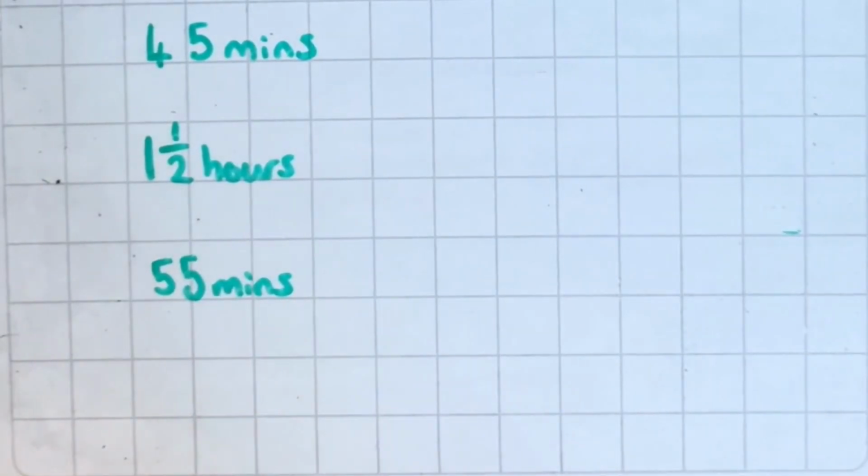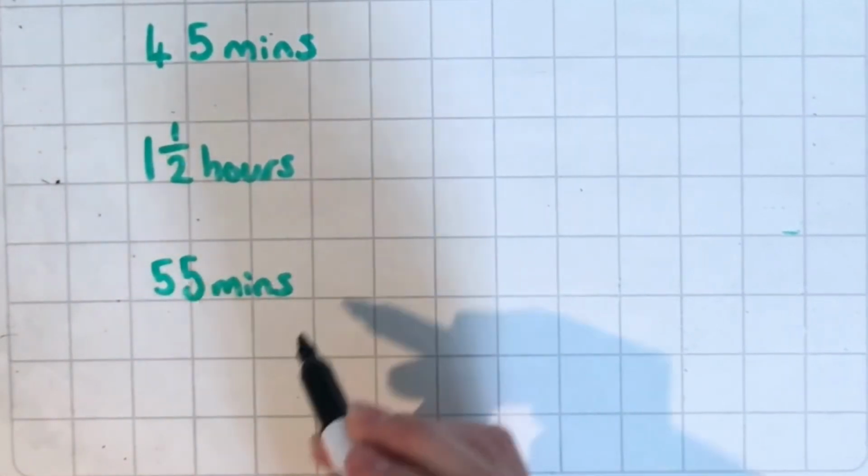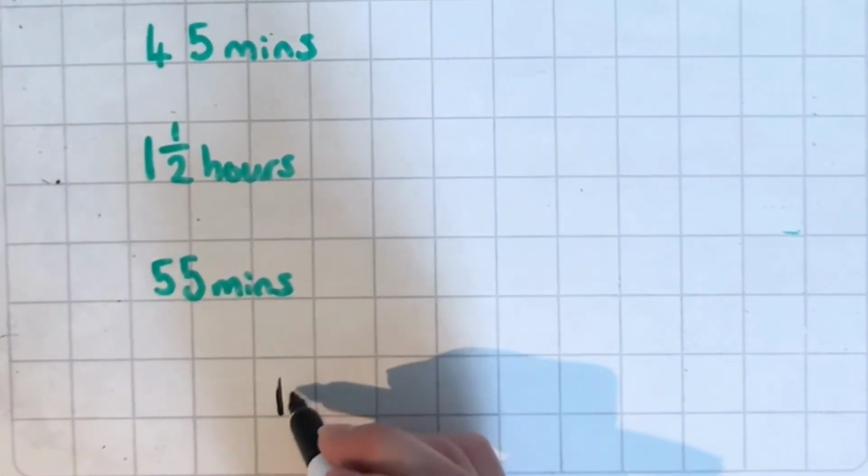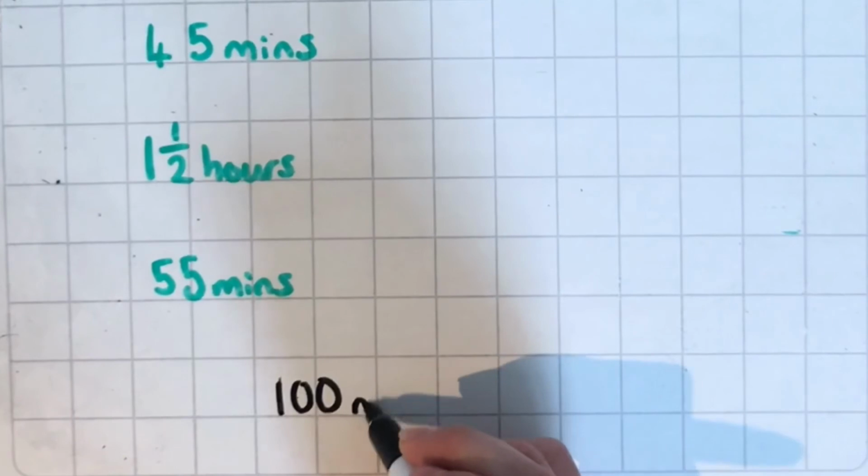Question 50. Ben has 3 homeworks. He has to spend quite a long time on his homework. He's got 45 minutes, 1.5 hours and 55 minutes. You can do this in 2 ways. You could add together your 2 minutes, 45 and 55, which would give you 100 minutes.